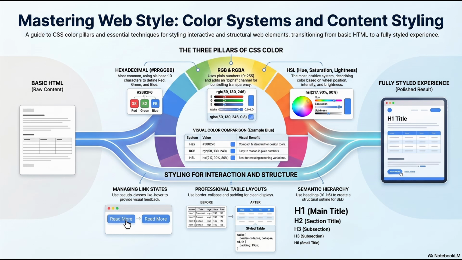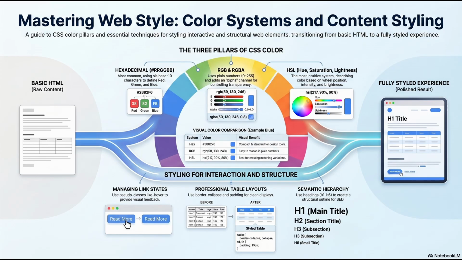But then you have RGB, which literally stands for red, green, blue, and instead of those base 16 letters, it just uses plain numbers from 0 to 255. Right. So that same hex color we just mentioned, that 1C7293, is written in RGB as rgb(28, 114, 147). That feels a bit more readable to my human brain.